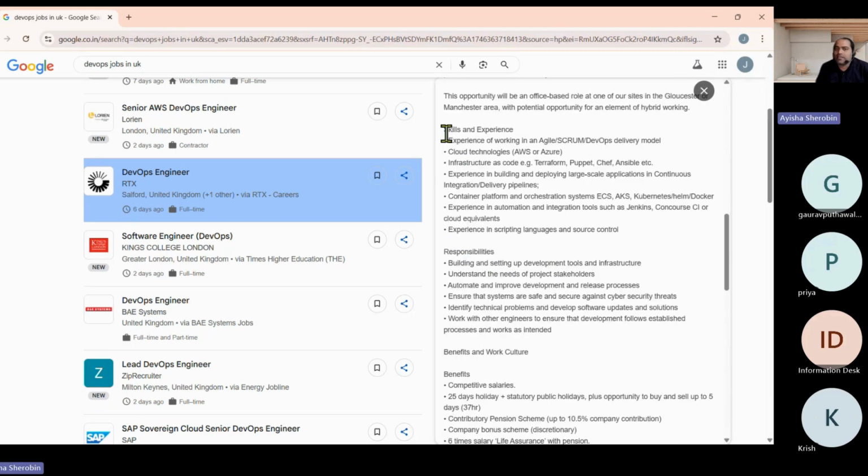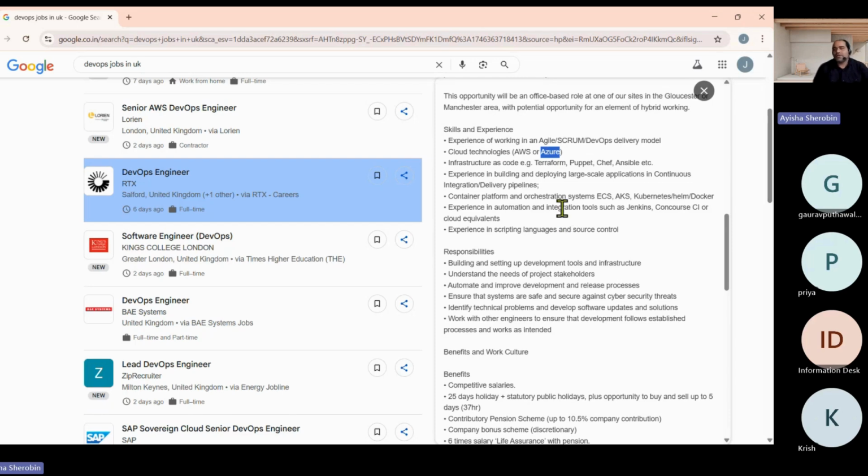Now let's look at the skill set that they are looking for. Okay, this is a job description. They are looking for experience of working in Agile, Scrum, or DevOps models. Any one model, Agile or DevOps models, like the improved process we just discussed. Now cloud technologies, as I mentioned, AWS or Azure.